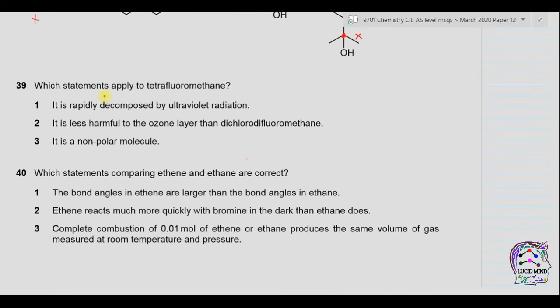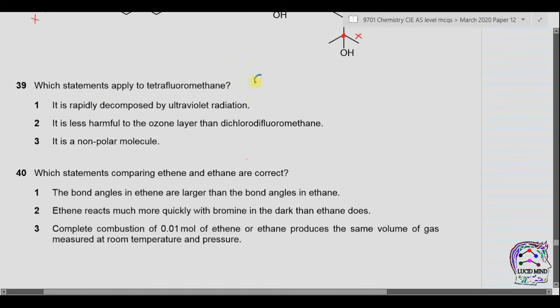Question 39. Which statements apply to tetrafluoromethane? So tetrafluoromethane is basically carbon bonded with 4 fluorine atoms. Let's see the options. Number 1, it is rapidly decomposed by ultraviolet radiations. Now a C-F bond is present in tetrafluoromethane, which is a very strong bond, so it is not easily decomposed by UV radiations.